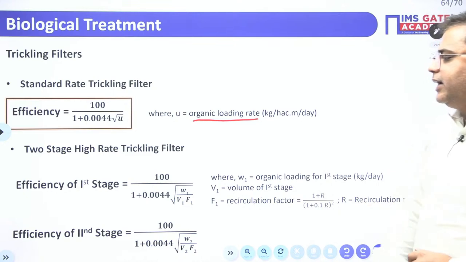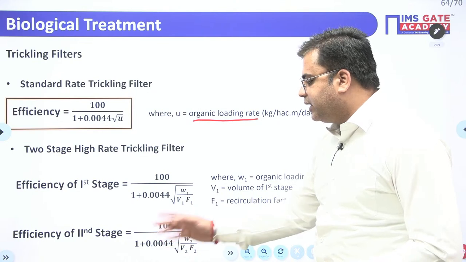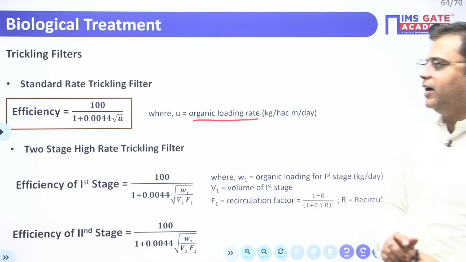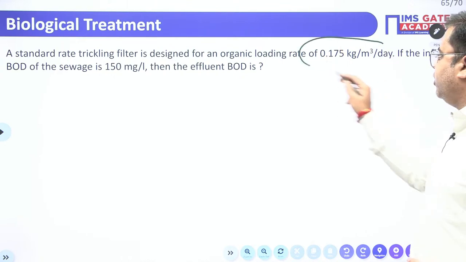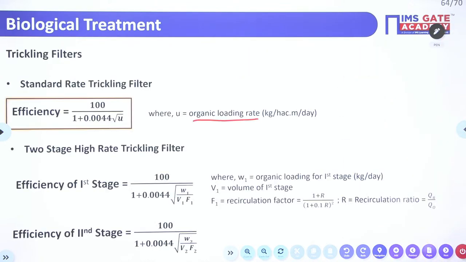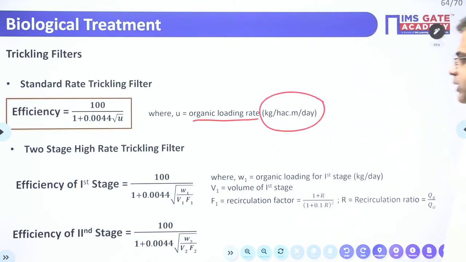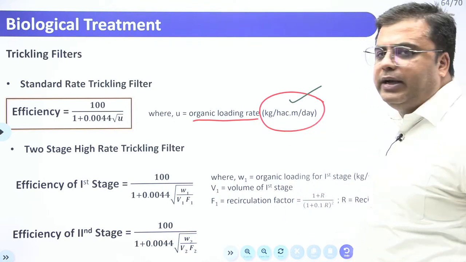For a two-stage high rate trickling filter, efficiency for the first stage can be calculated using this formula, and for the second stage again it can be calculated using the subsequent formula, right? So these are the formulas for calculating the efficiency of a trickling filter. Next, we have a question that a standard rate trickling filter is designed for an organic loading rate. You are directly given the organic loading rate. My dear student, whenever we use the empirical formula, please take care of the units in which the value has to be substituted. For this standard rate trickling filter, the value for calculating efficiency has to be substituted in kg per hectare meter per day, right?